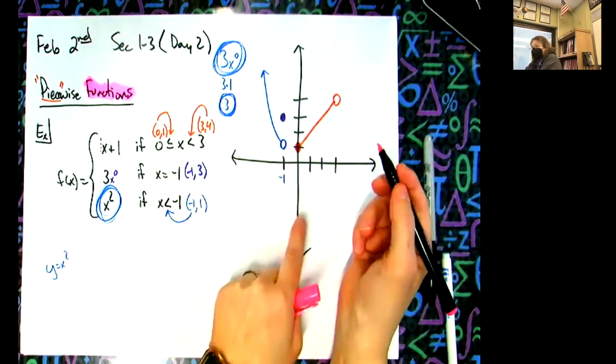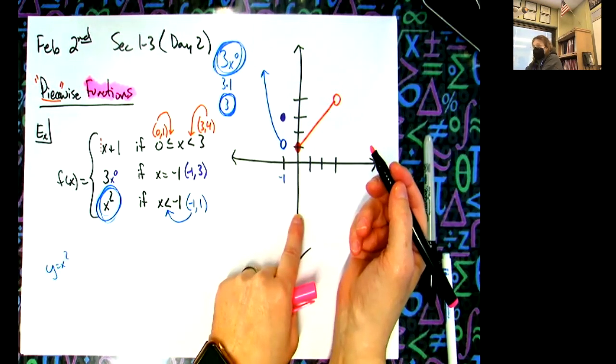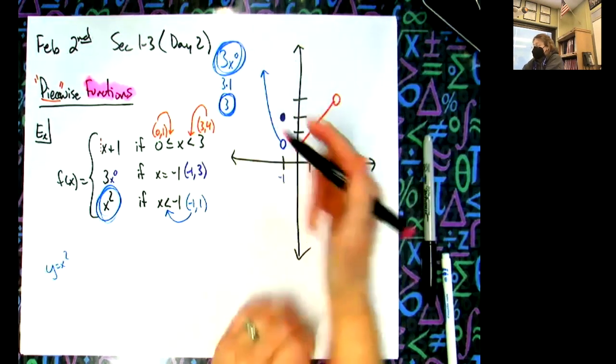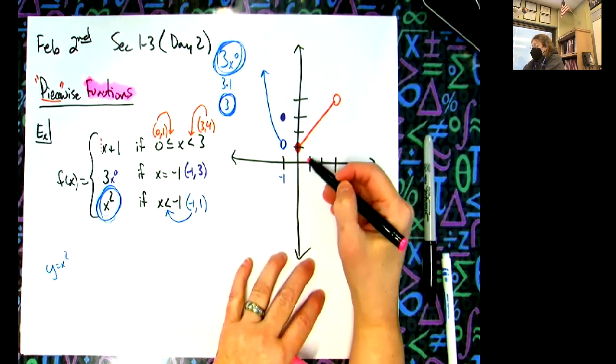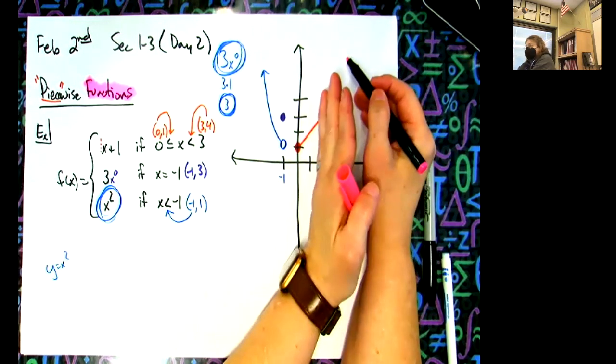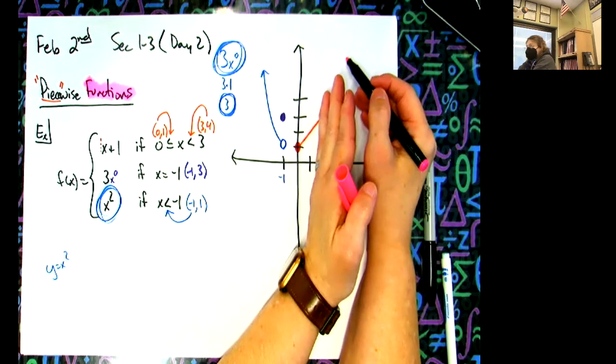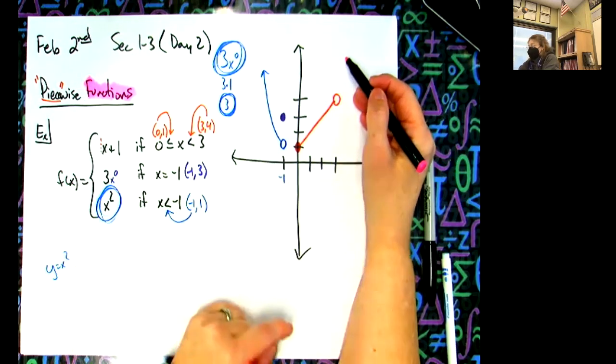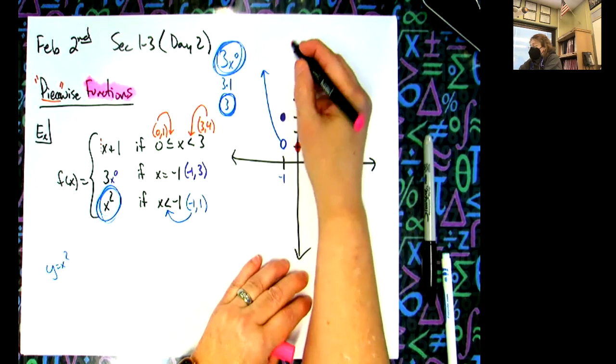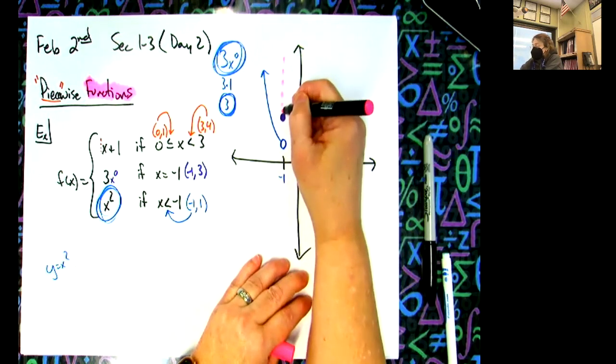If this is going to be a function, it has to pass the vertical line test, right? If I were to draw the rest of that parabola all the way over here, would it pass the vertical line test? It wouldn't pass the vertical line test. And it has to be a function. All right, now, let's say I draw the vertical line right down here.